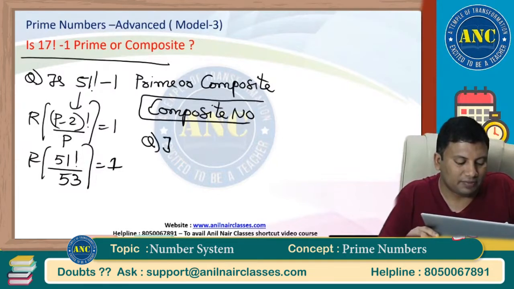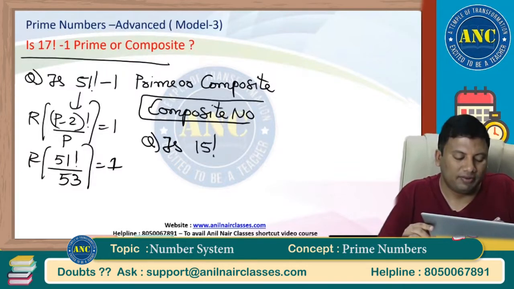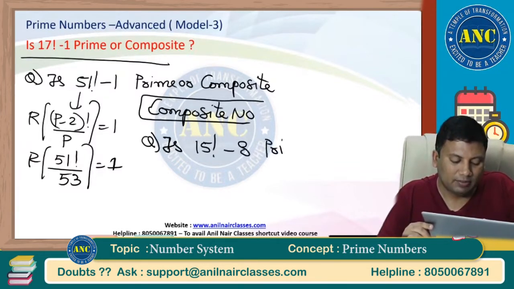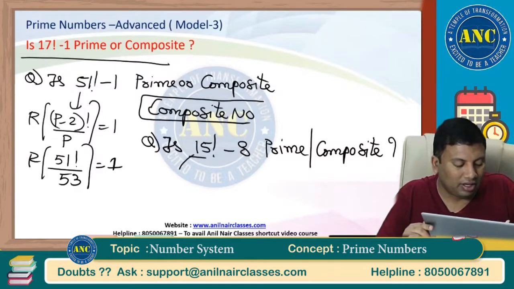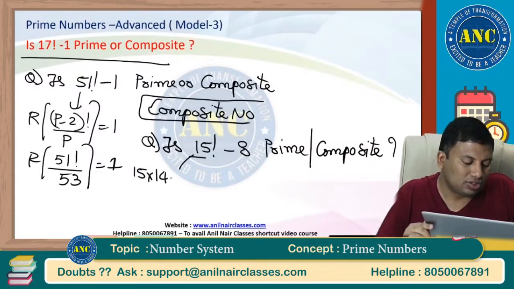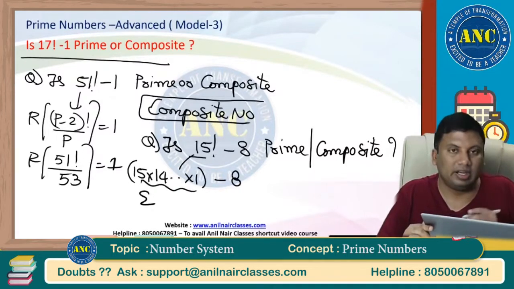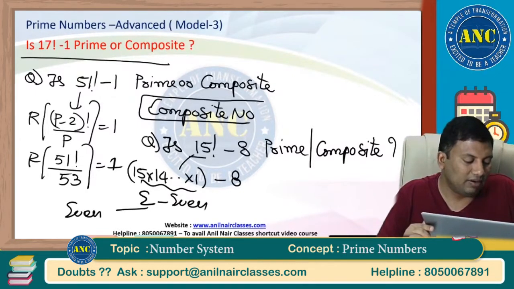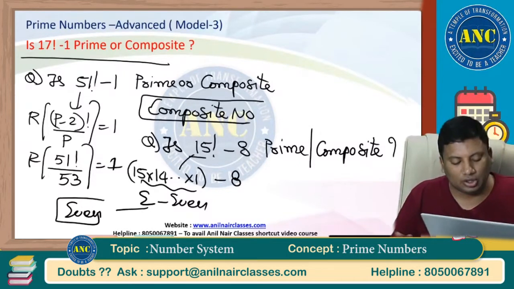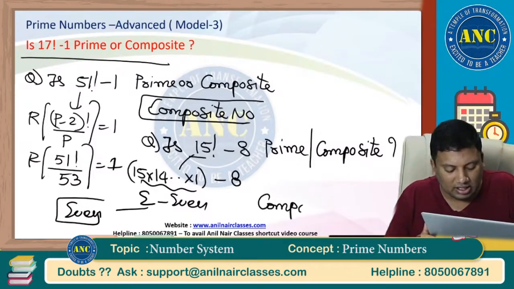Suppose the question is: is 15 factorial minus 8 prime or composite? 15 factorial is nothing but 15 into 14 and so on up to 1, minus 8. 15 factorial is an even number, and 8 is also an even number. Even minus even is even. There is no even number other than 2 which is prime. The answer is composite.